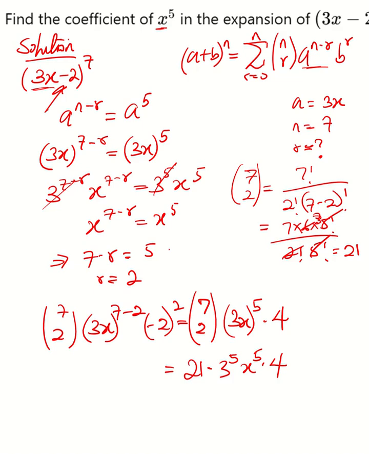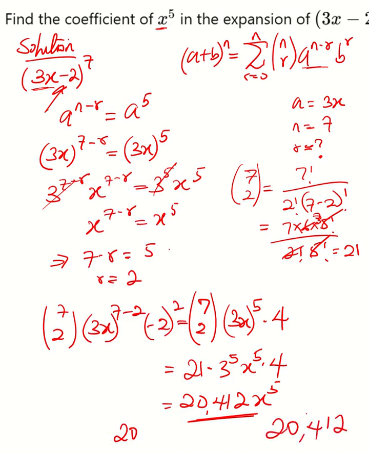So 3 to the power of 5 is multiplying 3 five times. That is going to give us 243. Multiply 243 by 21 and multiply that value by 4. That should give about 20,412. So x to the power of 5. Can you see now? We've obtained the value, the coefficient of x to the power of 5. So the answer here is nothing but 20,412. So this is the coefficient of x to the power of 5.